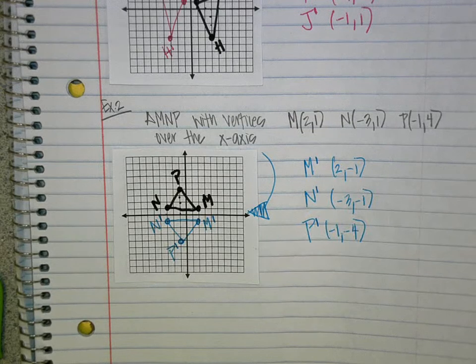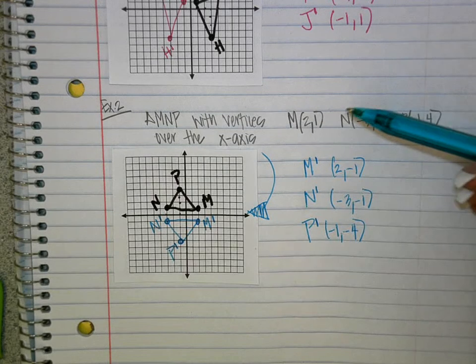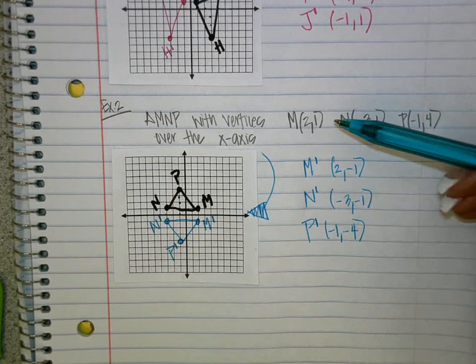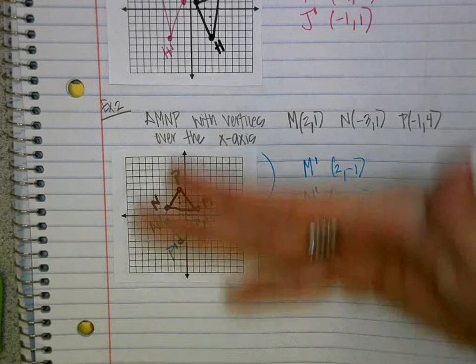Okay, so that's what happens when we reflect over the x-axis. It's mirror imaging, and if you're reflecting over the x-axis, that means you're taking it and flipping it up or down.